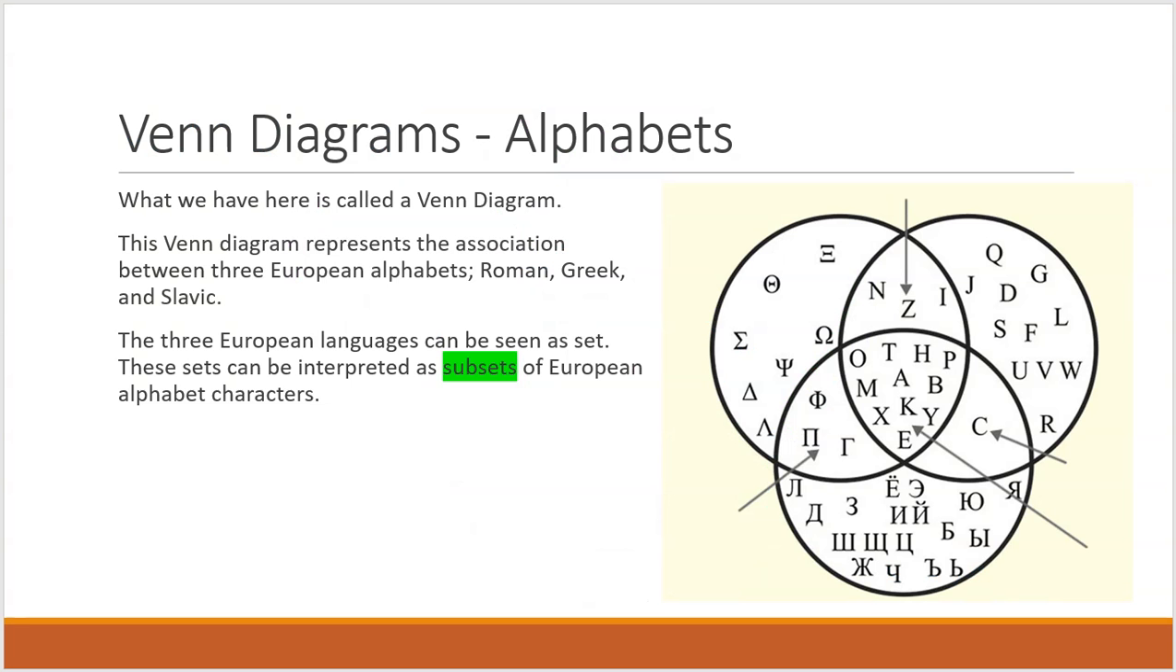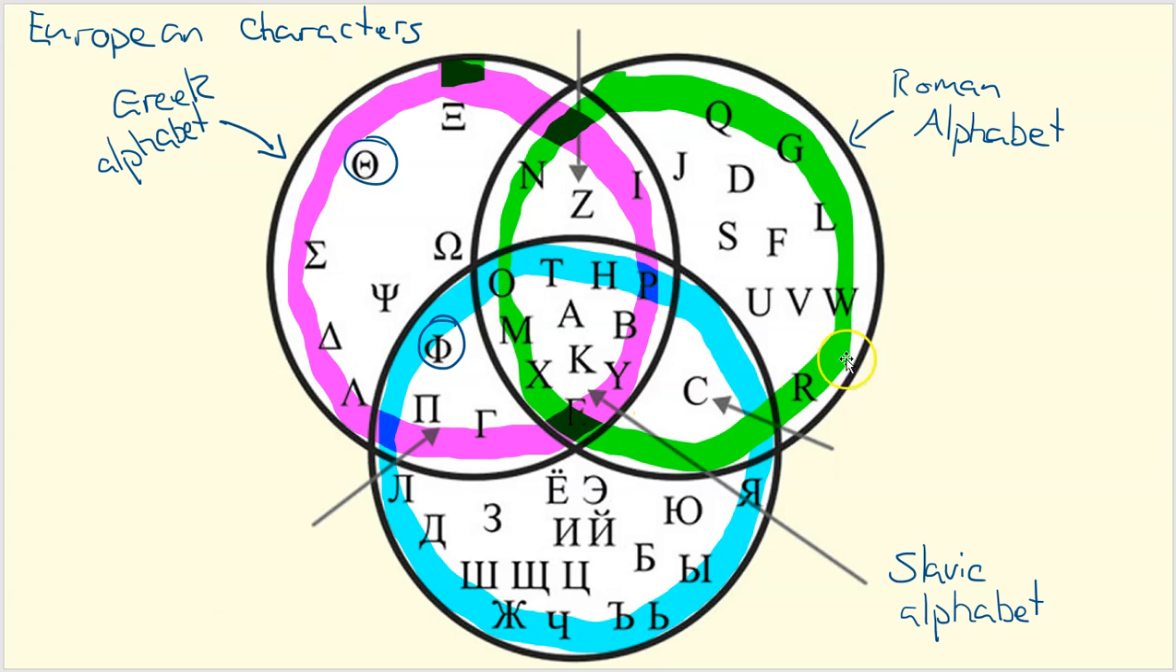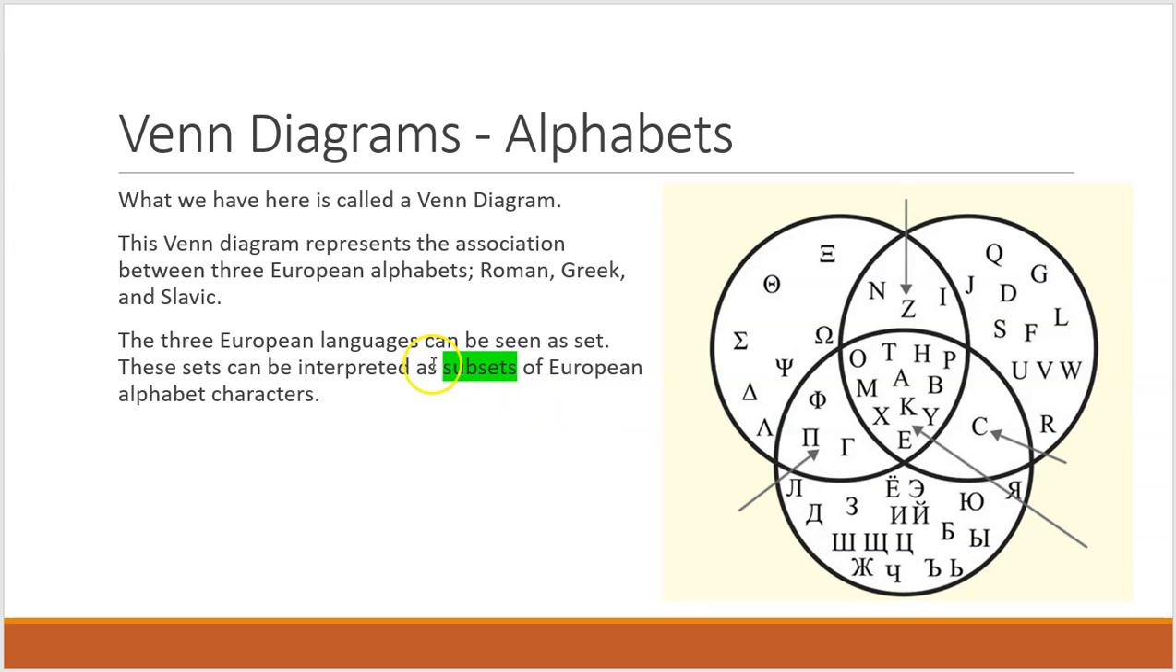Now, going across, what we can say is this diagram here is actually called a Venn diagram. And as I mentioned before, it's showing us the association between three European alphabets, the Roman, the Greek, and the Slavic. And the three European languages can be seen as a set. So each language here, shaded with the circle, we can call an individual set. So the Greek alphabet is a set, the Roman alphabet is its own set, and the Slavic alphabet is its own set as well. And yeah, so we can explain them as sets.